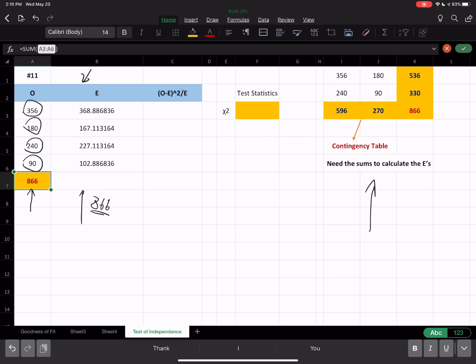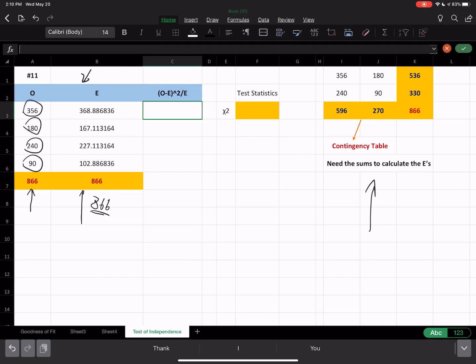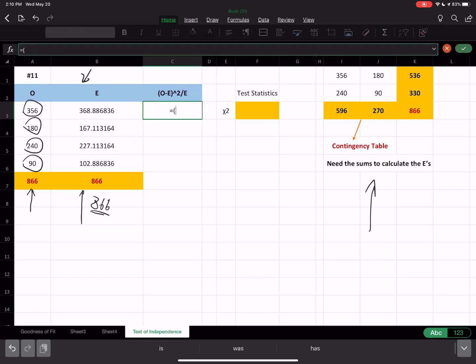Now here, I start praying and I'm saying, oh God, please let this number be 866. Oh, thank God it is. So that means I've calculated my expected frequencies properly. Now we move on to calculate the test statistic. So the first one will be O minus E, quantity squared, divided by E.